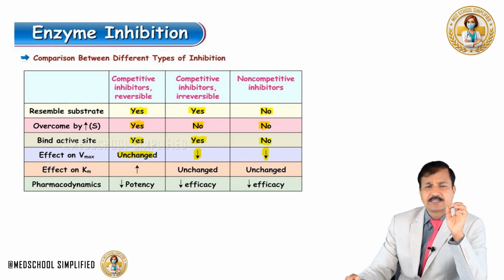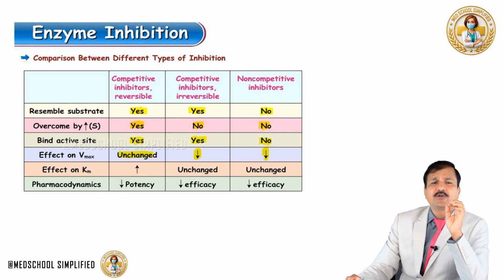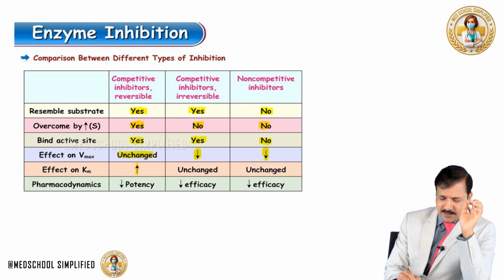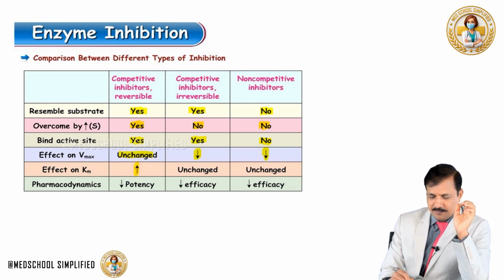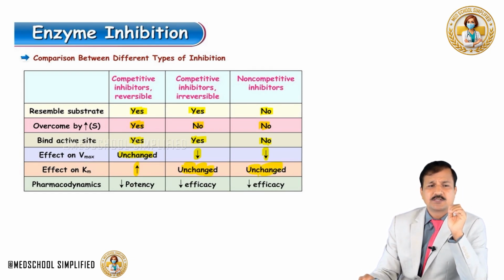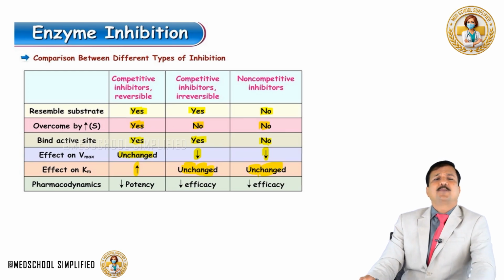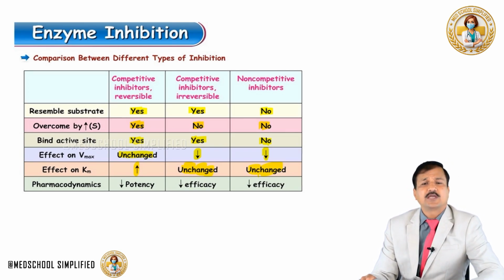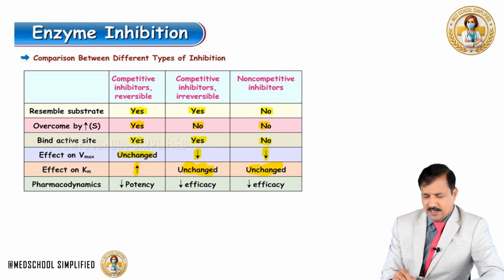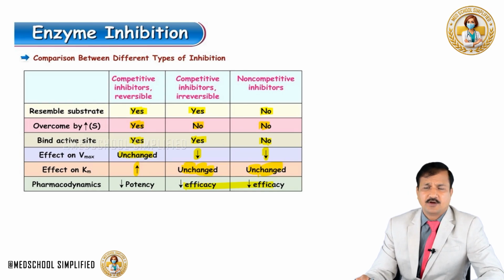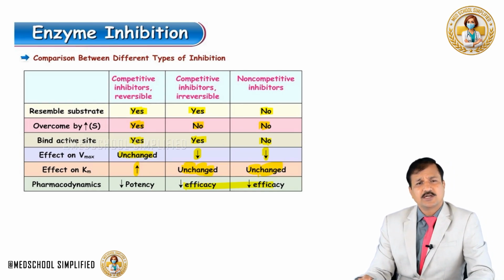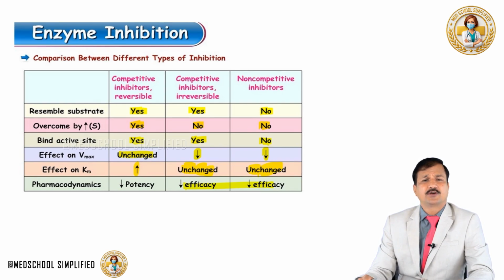So Vmax decreases. What is the effect on Km in all these three types of inhibition? For a reversible competitive inhibitor, Km is increased, whereas for the irreversible competitive inhibitor and the non-competitive inhibitor, Km is not changed. In terms of pharmacodynamics, a reversible competitive inhibitor decreases the potency, whereas the irreversible competitive inhibitor and non-competitive inhibitor decrease the efficacy of the enzyme. So these are the differences between the reversible and irreversible competitive inhibitors and the non-competitive inhibitor.